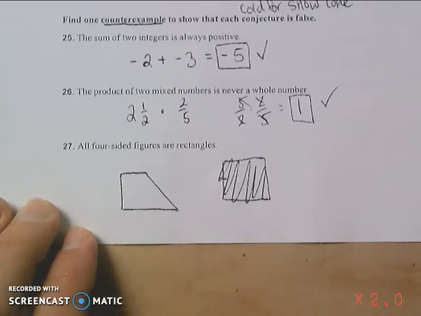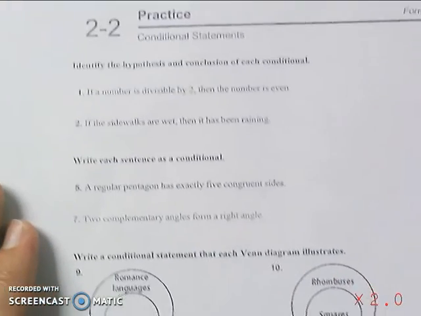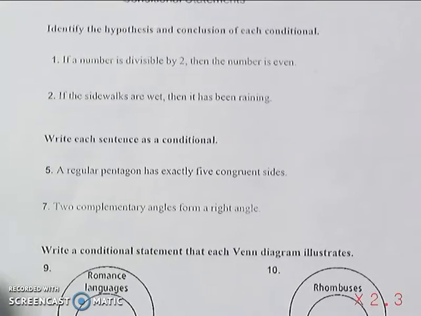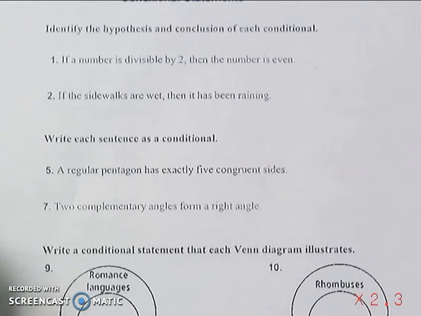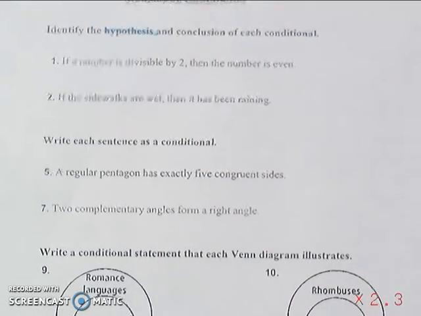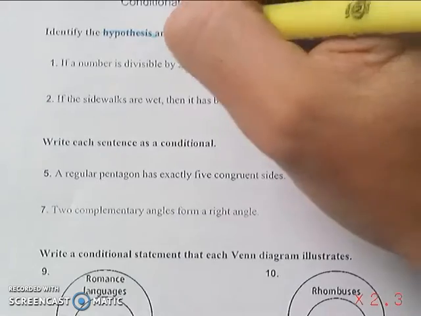Okay, let's flip it over to the back. I like these ones here. This is from 2-2. It says identify the hypothesis and the conclusion. So I'm going to do this in 2 different colors. I'm going to highlight here: hypothesis comes first, it's blue, and then yellow is our conclusion.